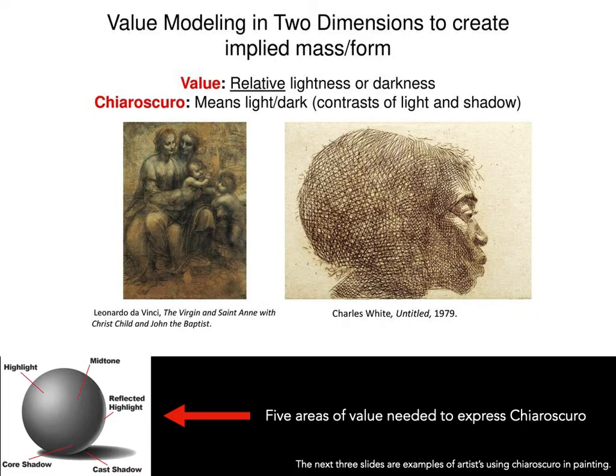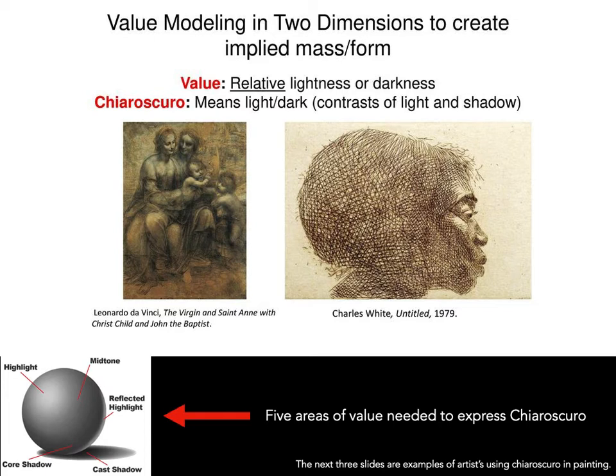So again, value is the relative lightness or darkness of an object. That word relative is underlined because it's related. You don't understand that one part is lighter without describing how much lighter it is than another part of the artwork. So it's all relational. So if we're looking at Leonardo da Vinci's The Virgin and St.